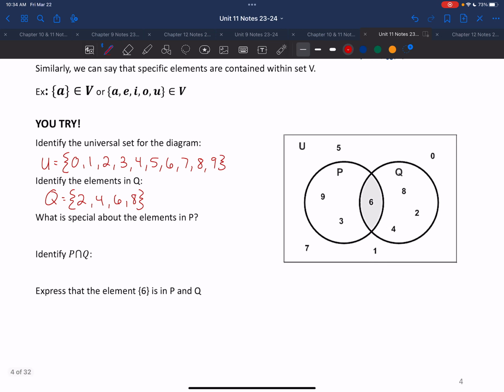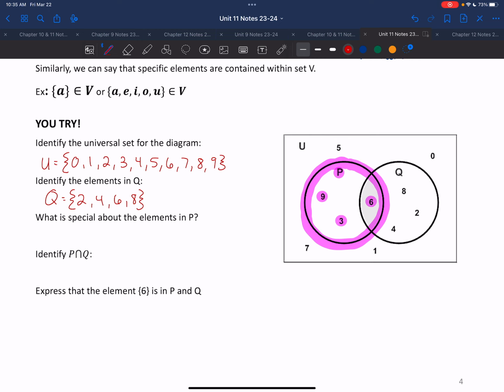So it says, what is special about the elements in P? If I come back over to set P this time, so here's P right here, and I look at all the elements in there, we've got 3, 6, and 9. So you'll notice that all of these are odd numbers, right? Or excuse me, multiples of 3.